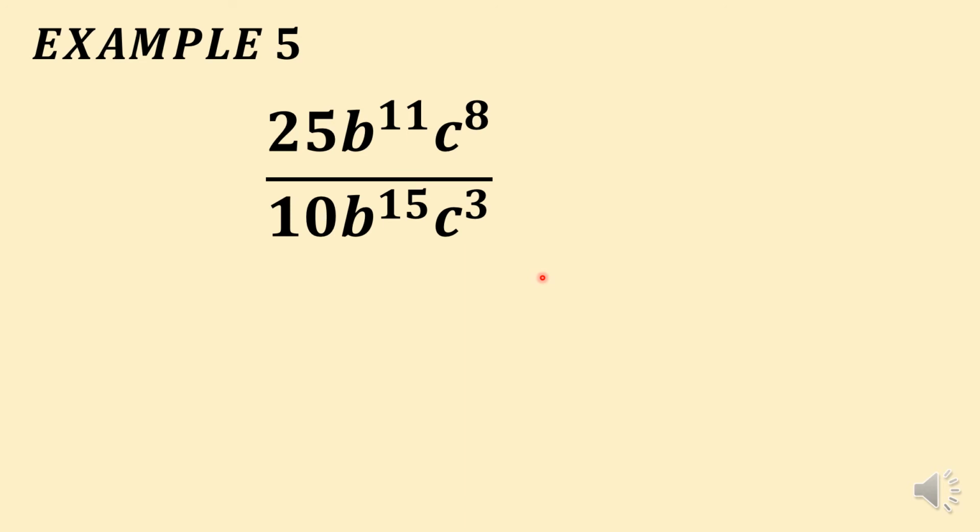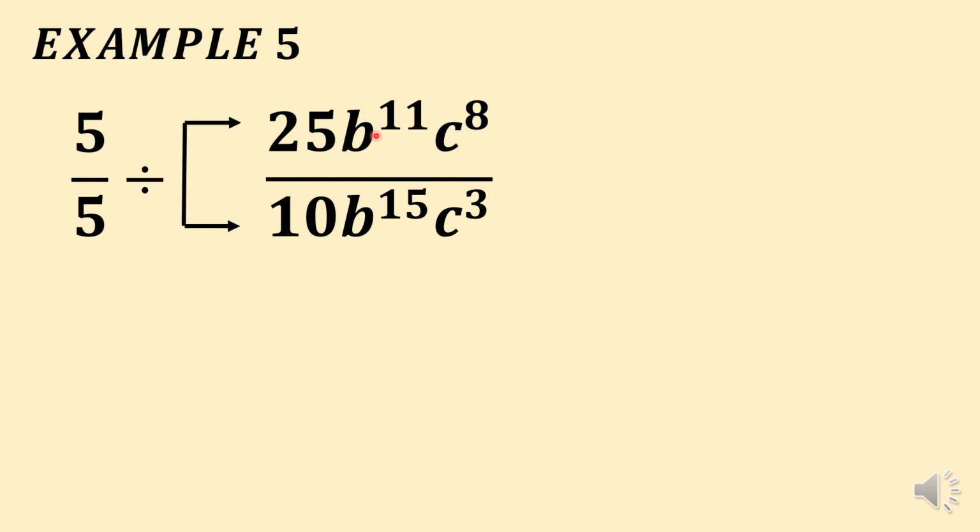Okay, so let's have our fifth example. So that is to simplify 25b raised to 11 c raised to 8 over 10b raised to 15 and c raised to 3. So dito it's very obvious na yung 25 natin is not divisible by 10. So by listing method, once again, ang kanyang greatest common factor or GCF is 5.